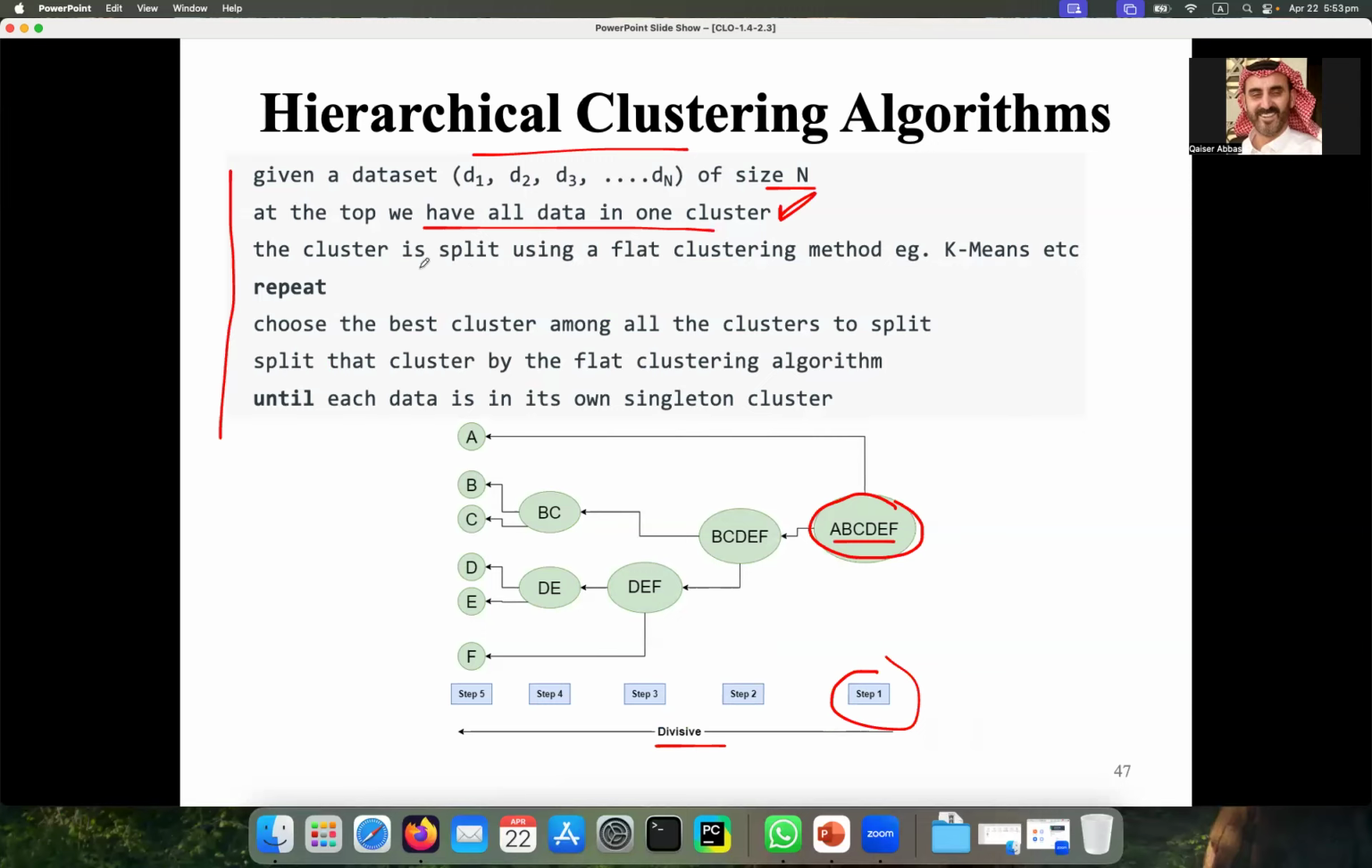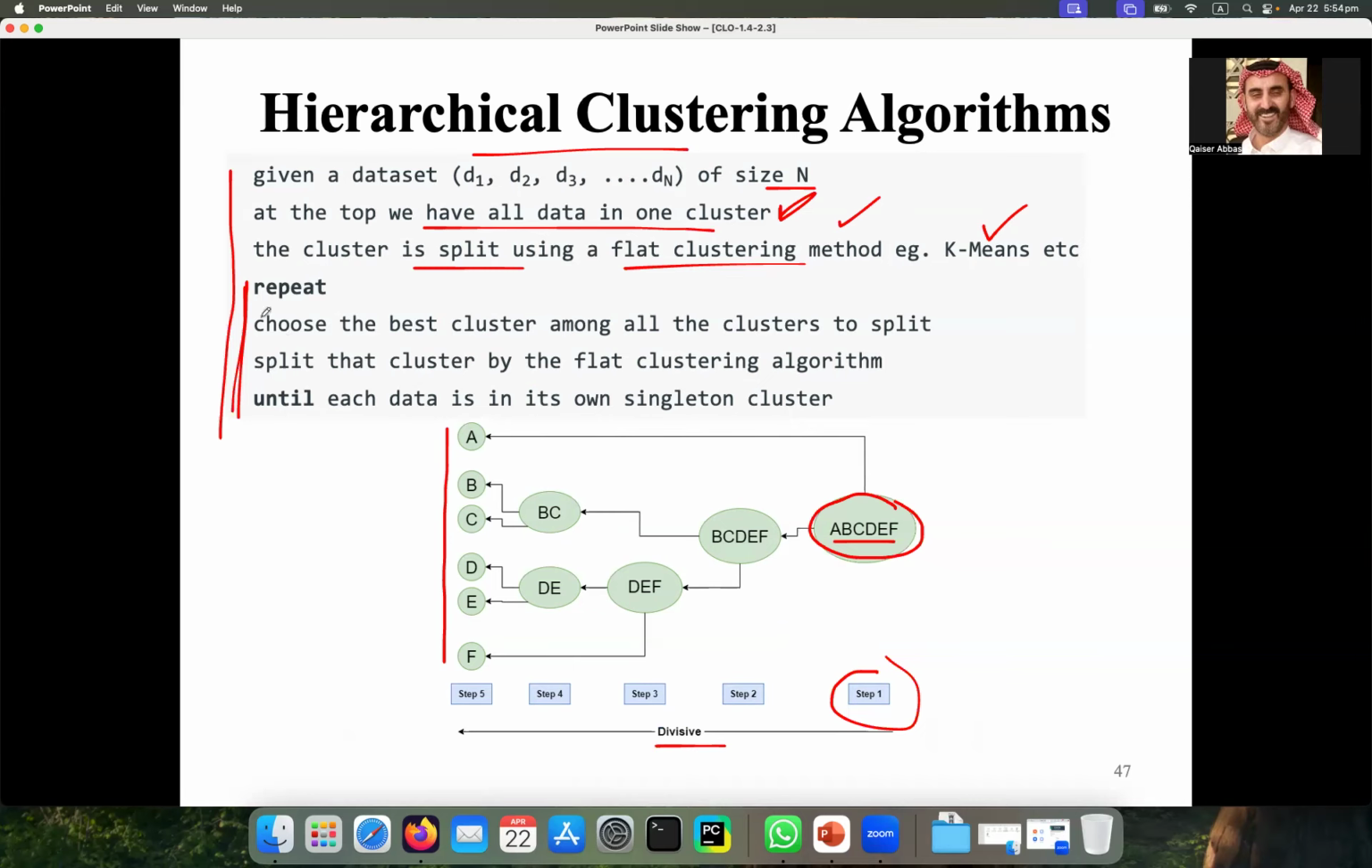Then you have to split the cluster. How can you split the cluster? Using some clustering algorithm, and here you can use k-means, which you already know. By using k-means, you can split the clusters. For example, the cluster is split using a flat clustering method. That is the repetition step, in which you keep splitting until you have all the points as single clusters.